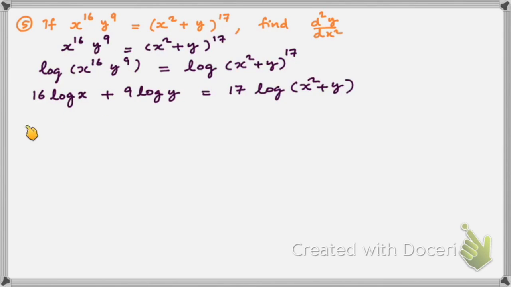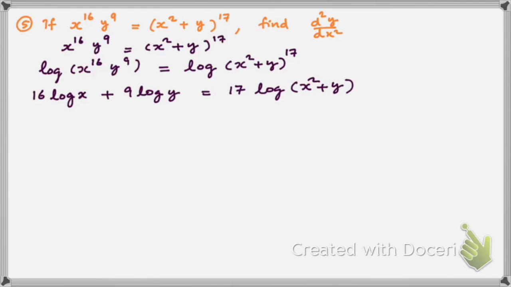But at the same time, the power comes out. So log of x raised to 16 is 16 log x, plus multiplication becomes addition, and log of y raised to 9 becomes 9 log y. So equal to here, 17 comes out: 17 times log of x square plus y.